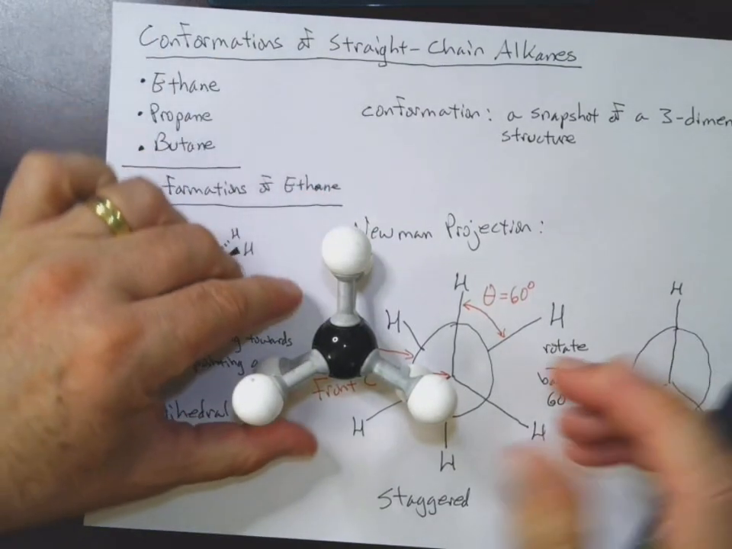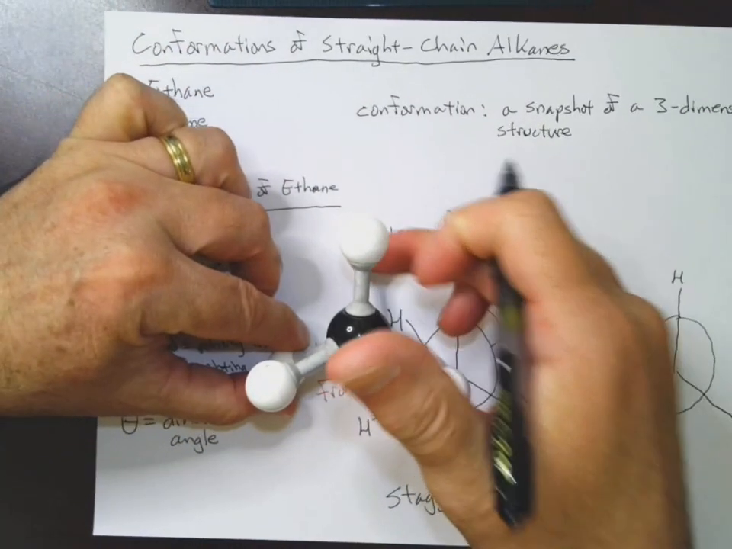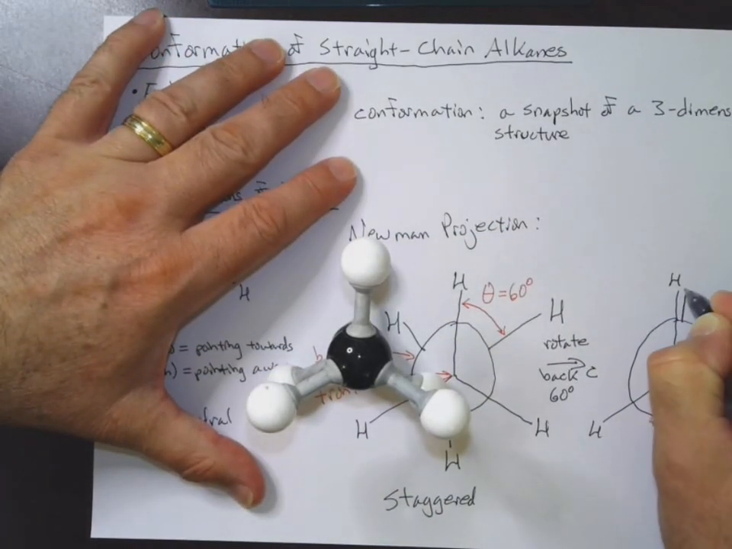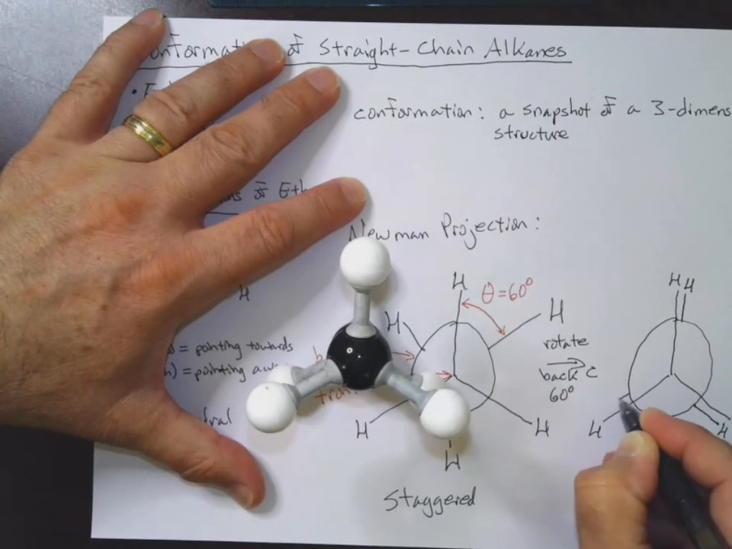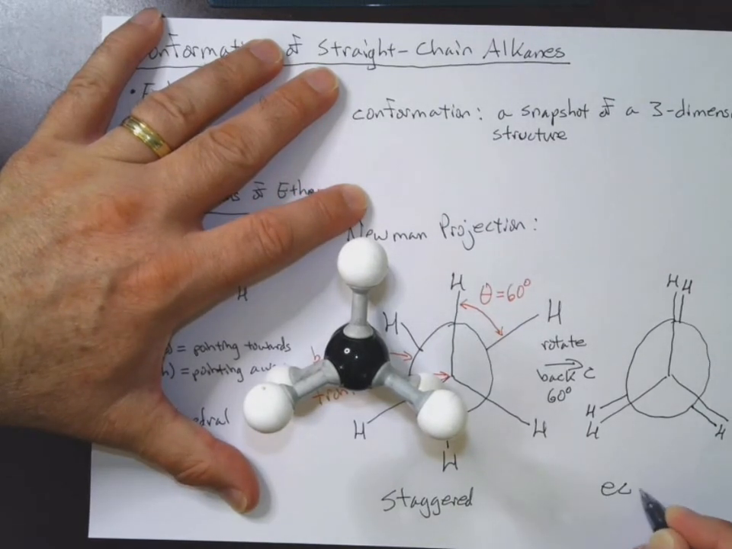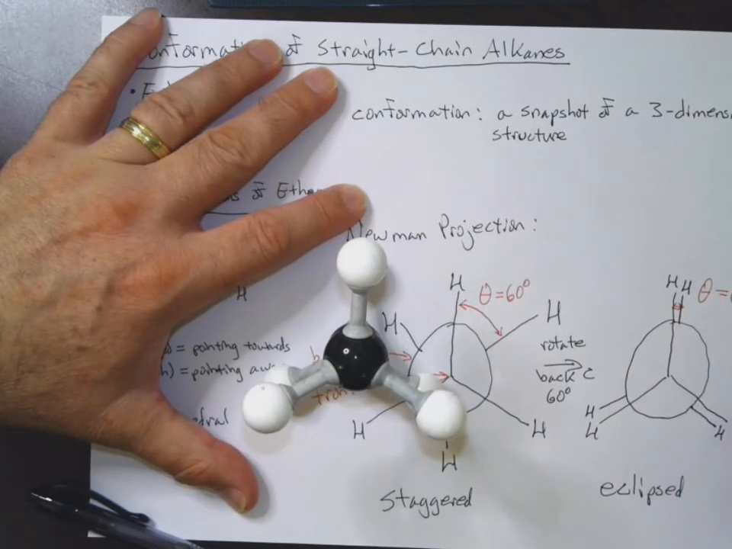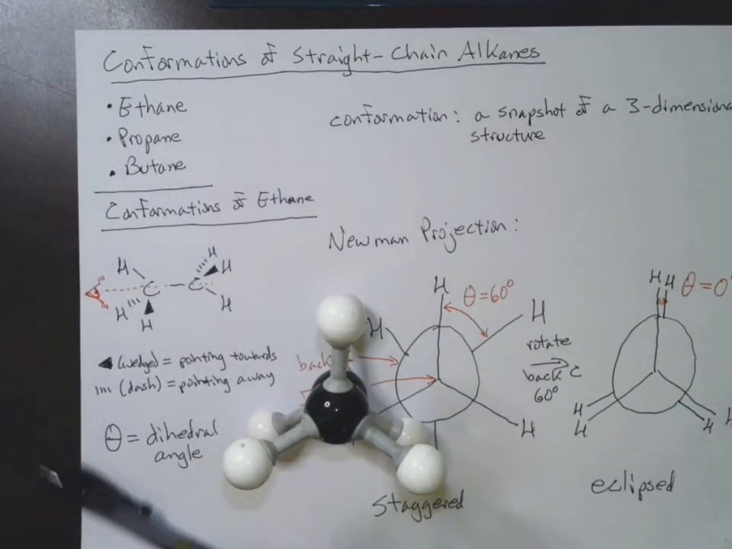Now, it's hard because all of my hydrogens are overlapping with each other, or they're in front of each other. So what I'm going to do is draw my line for the back hydrogen alongside the line for the front hydrogen. We call this the eclipsed conformation. And now you can see here that my dihedral angle, theta, equals 0 degrees. And this is really the way that we want to label things.